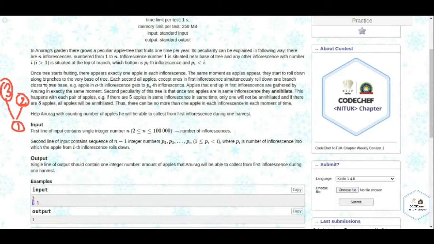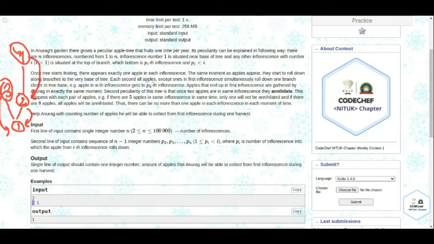Now let's move further. Once the tree starts fruiting, there appears exactly one apple in each inflorescence at the same moment. As soon as the apples appear, they start to roll down along the branches toward the base of the tree. So 3 moves to 1 and 2 moves to 1. If there are upper branches, let's say here is 4, at the moment when 2 moves to 1, 4 will move to 2.